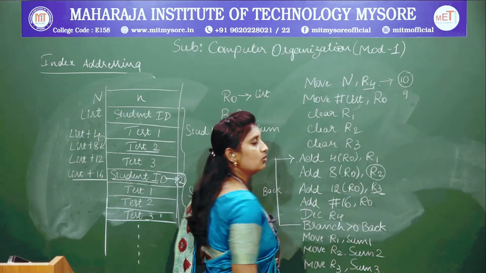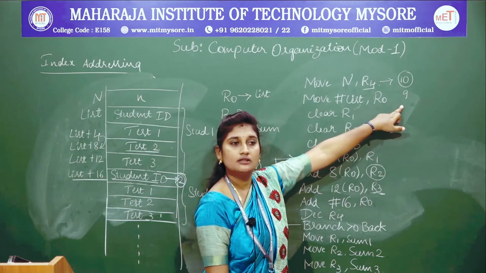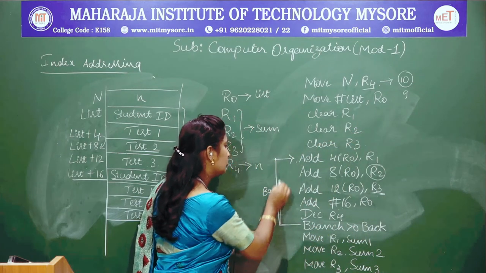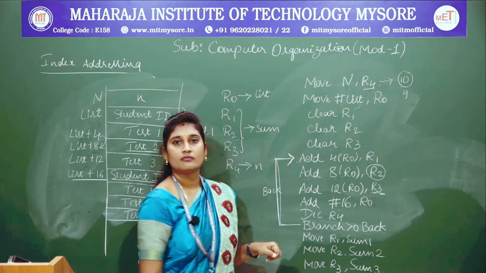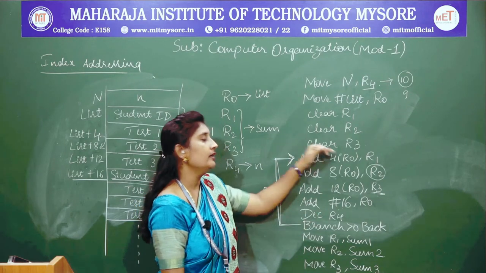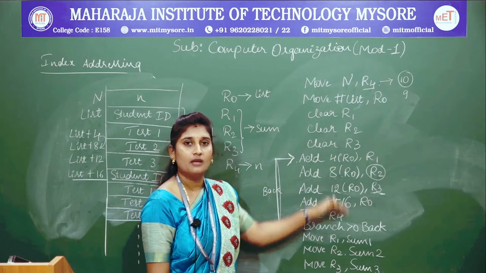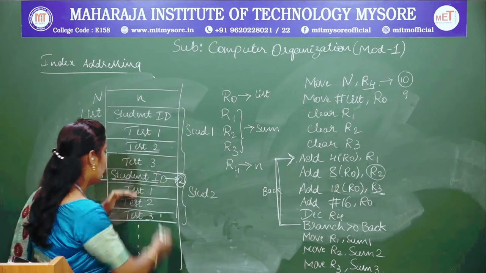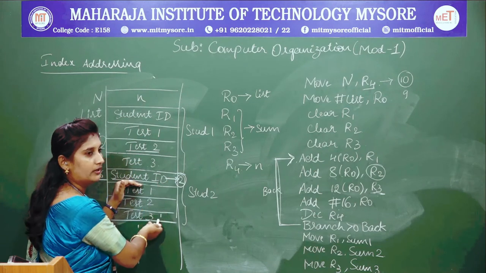If the condition is true, yes, true. That is, 9 is greater than 0, isn't it? So again I will be going back to the loop. Fine. Again I will be processing the same instructions. So now I will be calculating the test score of my second student.